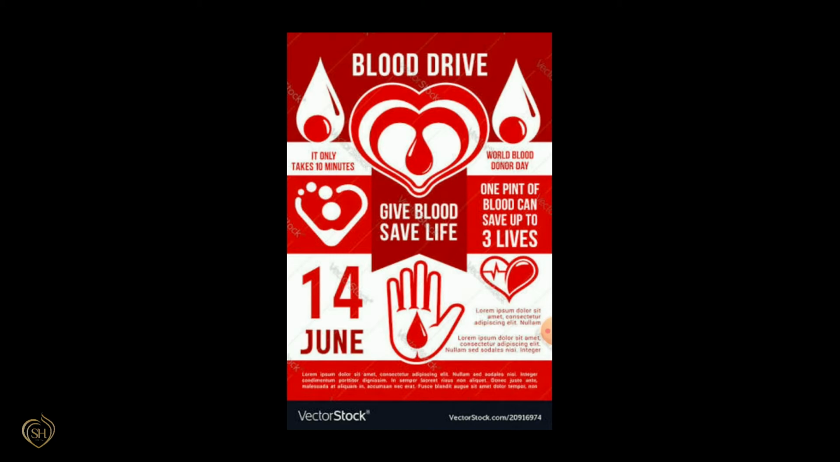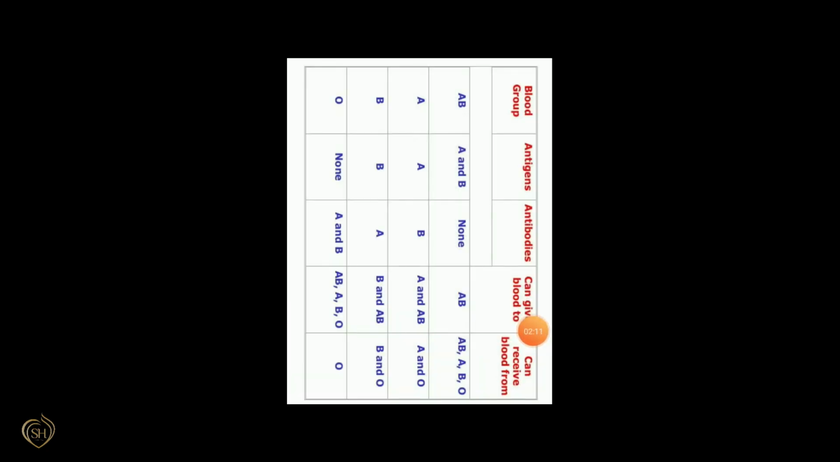Depending on the presence or absence of the antigens, blood groups are of four types. The four types of blood groups are blood group A, B, AB and O. This system of blood grouping is called the ABO system of blood grouping. Look at the ABO system of blood grouping.